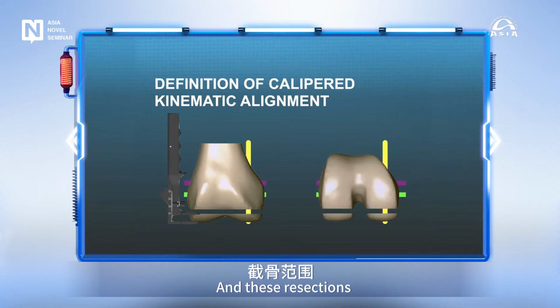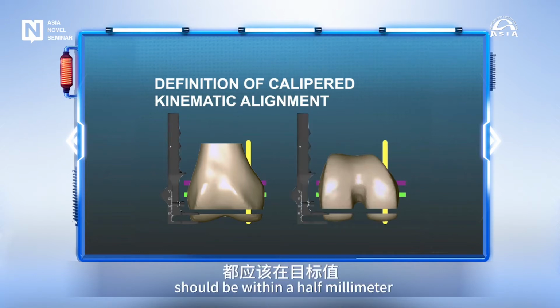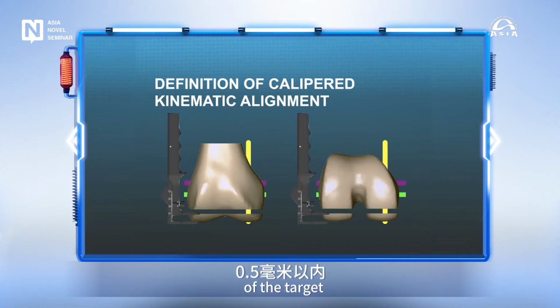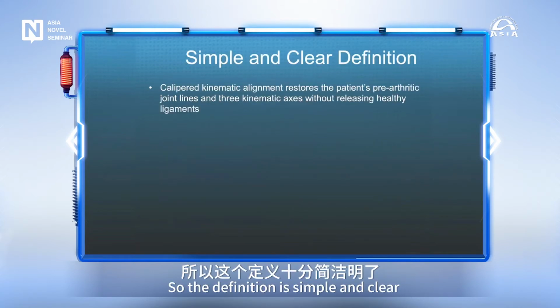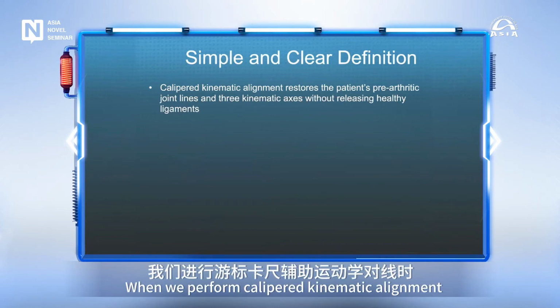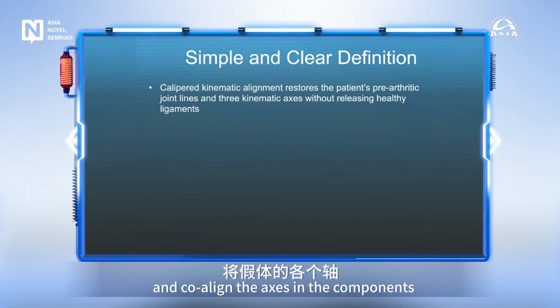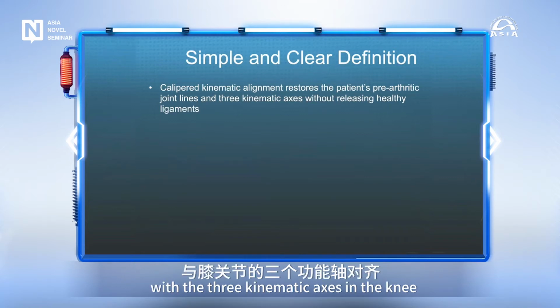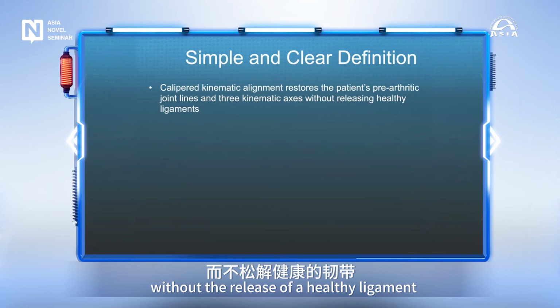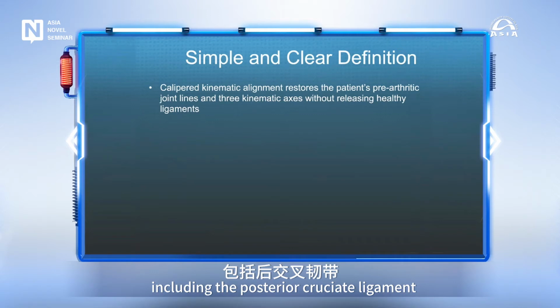And these resections, whether they're the distal ones or the posterior ones, should be within 0.5 millimeter of the target. So the definition is simple and clear. When we perform calipered kinematic alignment, we restore the patient's prearthritic joint lines and co-align the axes in the components with the 3 kinematic axes in the knee without the release of a healthy ligament, including the posterior cruciate ligament.